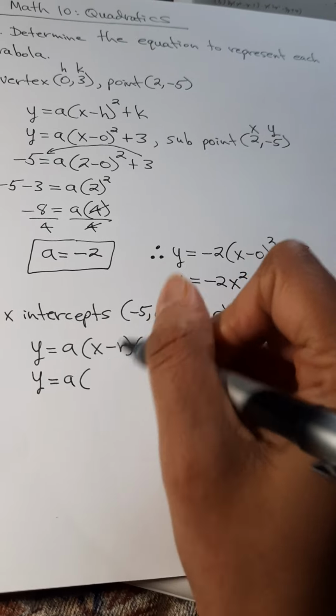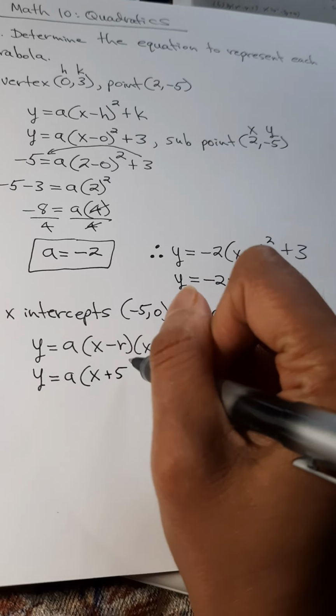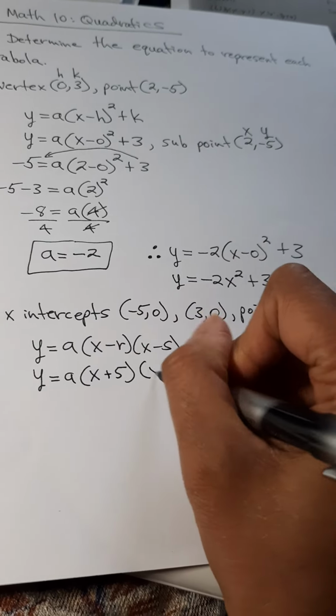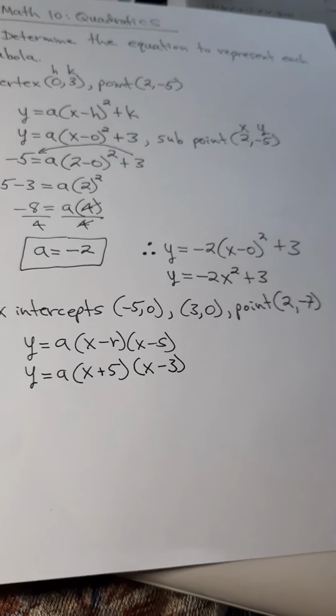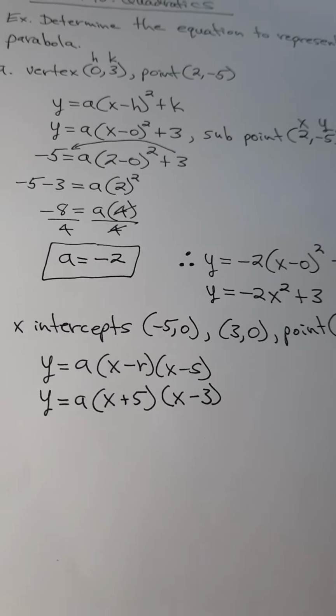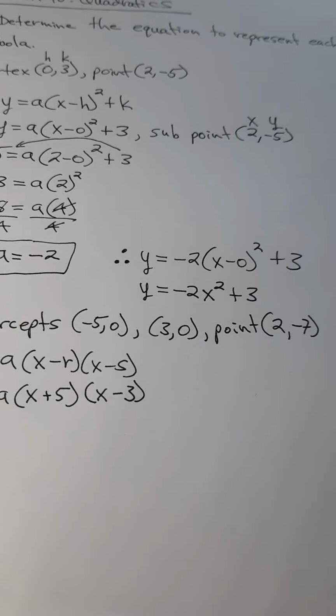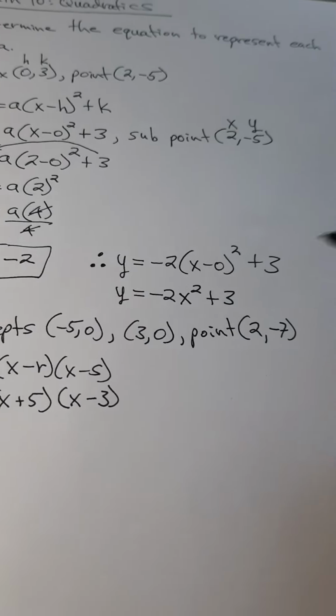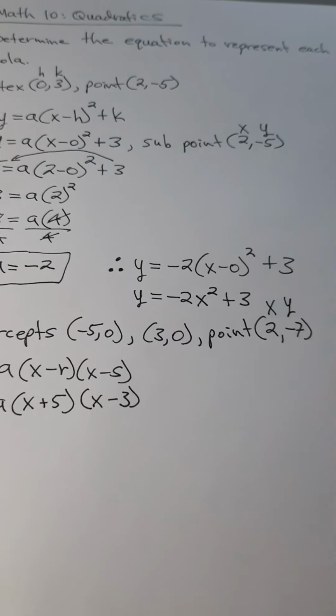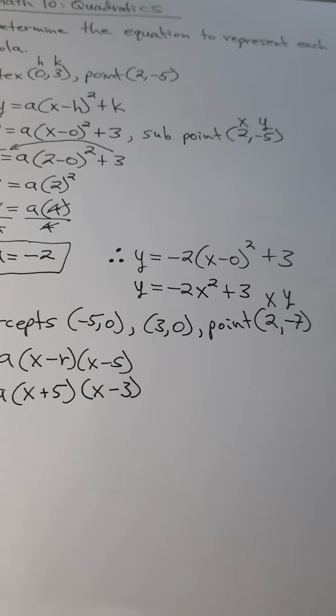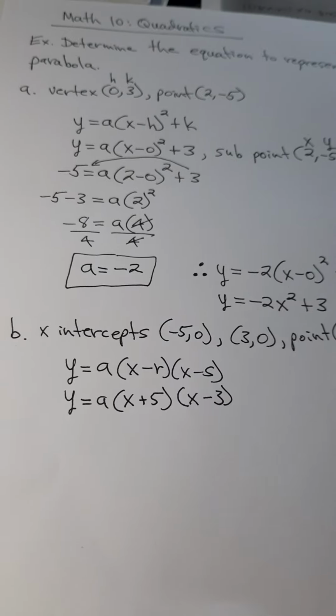So I'm going to change this -5, so you're going to do x plus 5. This is 3, it's going to be x minus 3. So don't forget to change the sign as you're subbing it in. Then we're going to sub in our point, which is 2 and -7. So maybe we'll just write it right here. So the y is -7 here. X is equal to 2.